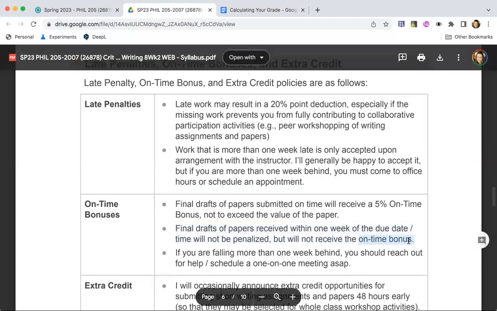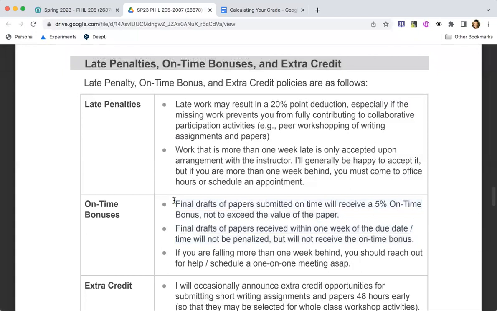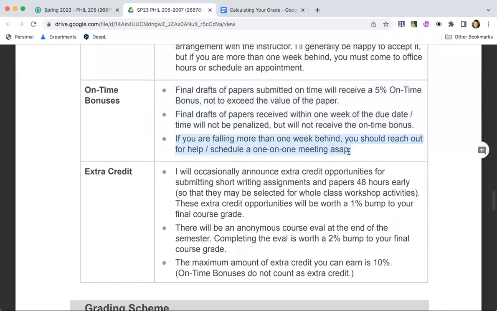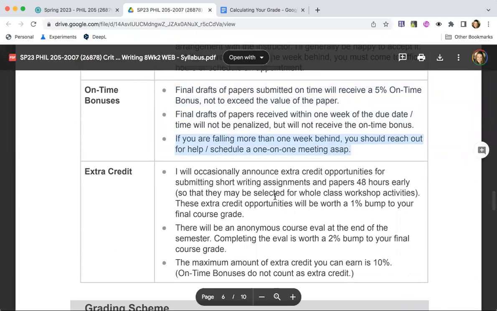You just won't get the on-time bonus, not even if you have a really, really good reason. Why? Because this whole setup is designed around assuming you have a good reason. I assume that the people who aren't getting their work in have a good reason, because things happen and life is hard sometimes. And so I'm not punishing or penalizing the late paper, but I am rewarding an on-time one in hopes of curbing any amount of perfectionism you might be bringing to the table. Okay. And again, if you're more than a week behind, please schedule a meeting, because I want to help you.